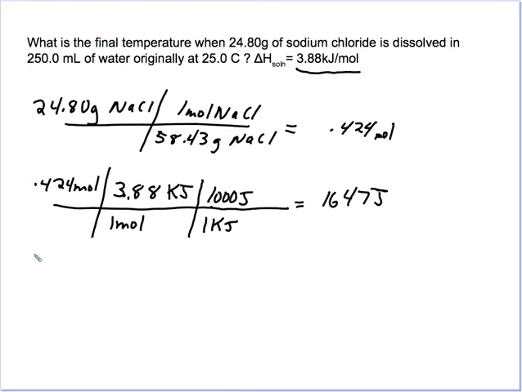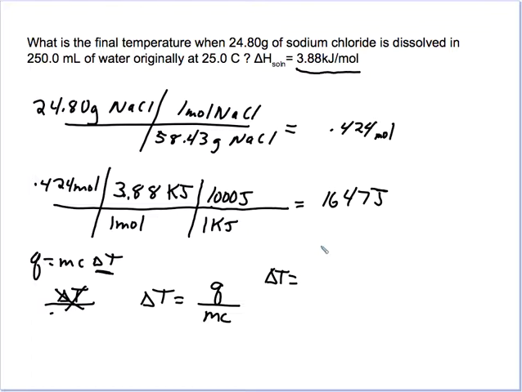All right, now what we're going to do is use this formula Q equals MC delta T, but we're going to solve for delta T. And so I'm going to rearrange this equation. Oh, that's wrong. I meant to write an equal sign: delta T is equal to Q over MC. So then I'm going to plug in my numbers. Delta T is equal to my Q, which is 1647 joules. I'm going to divide that by the mass.